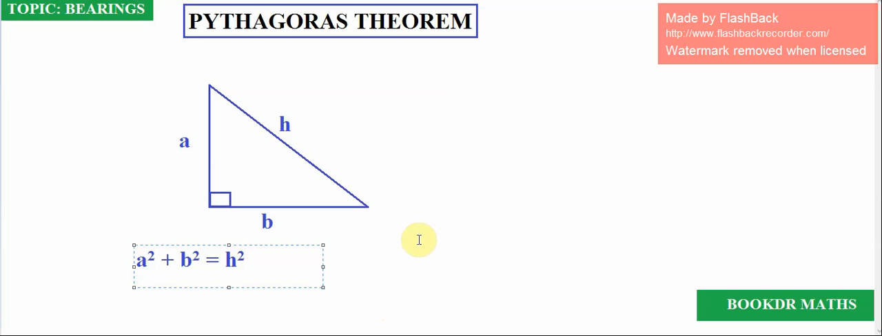Be careful, because I want to emphasize again that the Pythagoras theorem is only based on a right angle triangle, a triangle with one angle exactly 90 degrees. If you don't see a right angle triangle, do not apply this concept. It is not applicable to any other triangle.